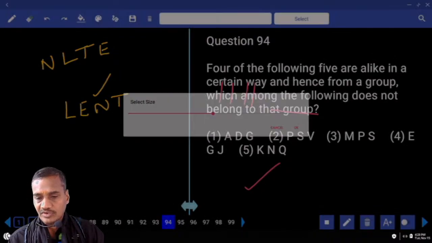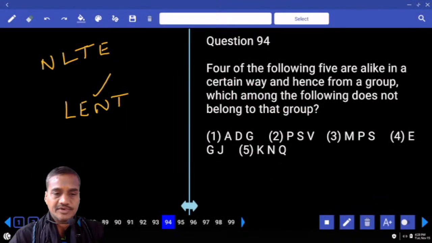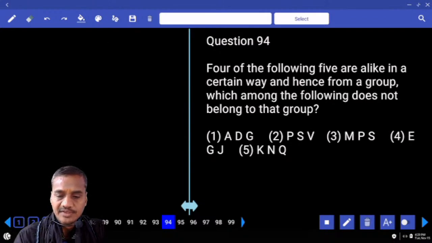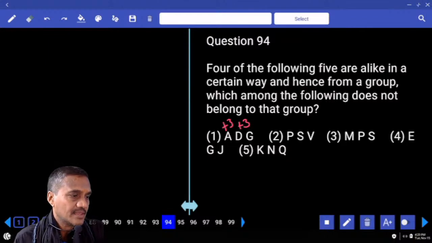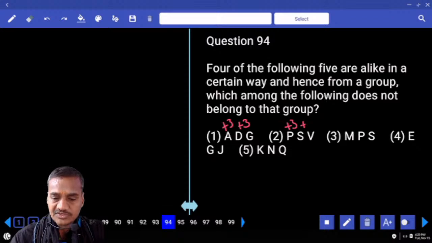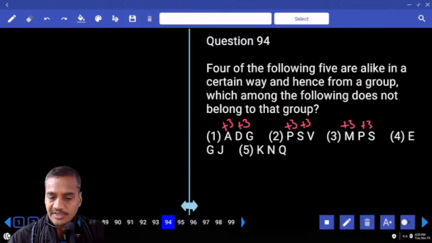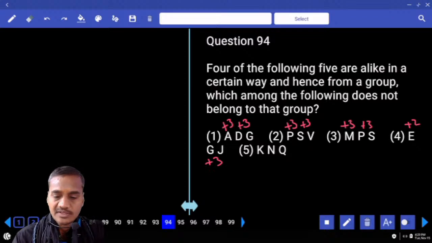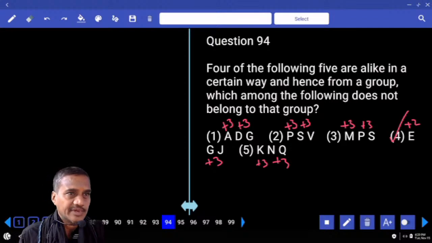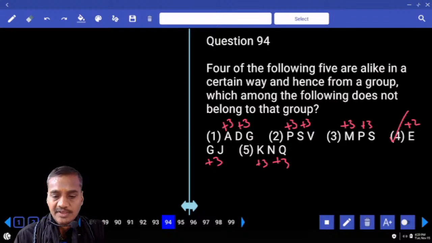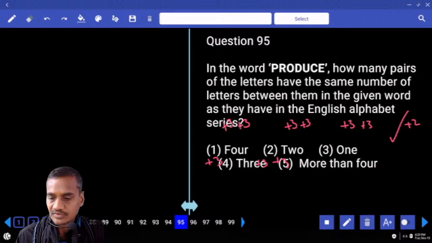The next one, 94. Four out of the following, means odd one out. Now A, D, and G. A and D, the difference is how much? Plus 3. D and G is again plus 3. And the next one, P, S, and V. Q, R, S plus 3. T, U, V plus 3. Now here M, N, O, P, Q, R, S. Now here E, F, G, only 2 is the difference. Here the difference is plus 3. K and N plus 3, N and Q plus 3, except choice 4. In the remaining, the difference is plus 3, plus 3. Here it is 2 and 3, so choice 4 is the odd one, 94.